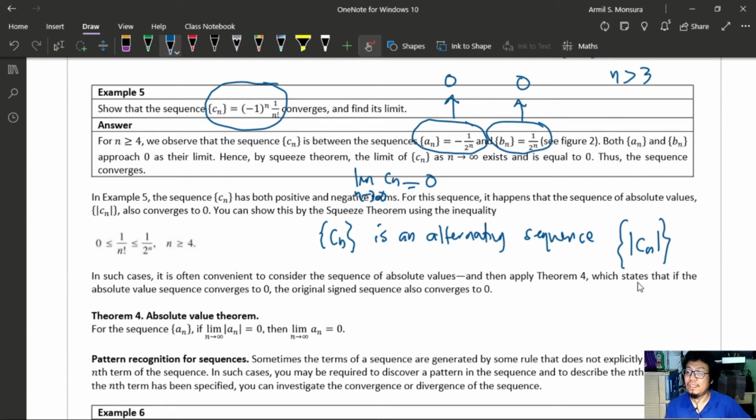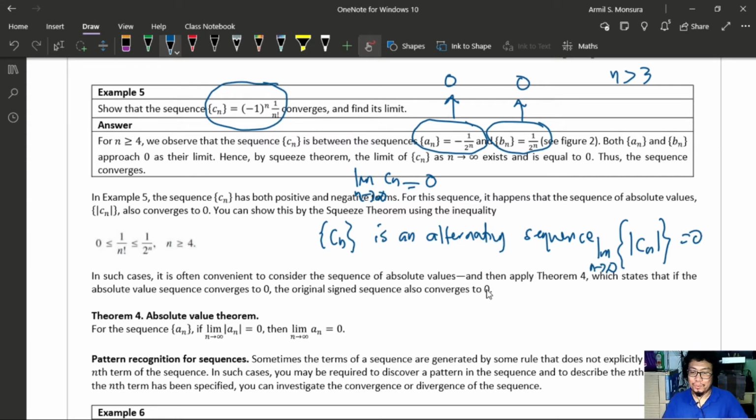And it would be interesting also to note that even this sequence has a limit of 0 as n approaches infinity. Okay. So in such cases, what the text tells us is that it is often convenient to consider the sequence of absolute values and then apply a theorem, which states that if the absolute value converges to 0, then the original sequence also converges to 0.